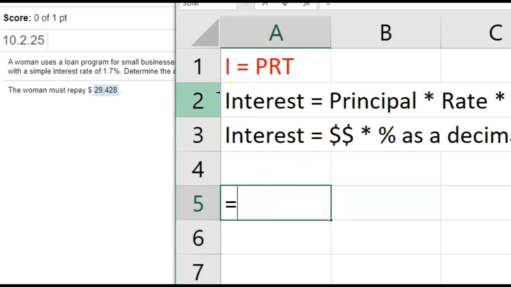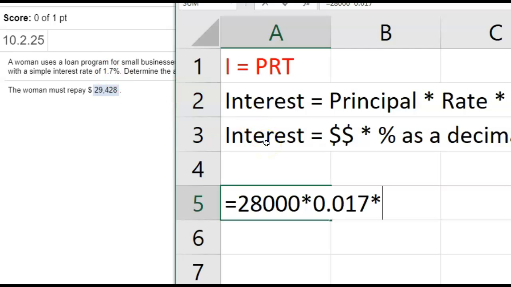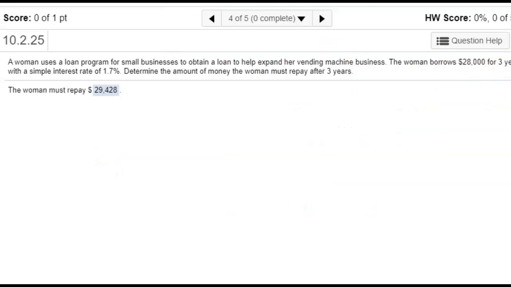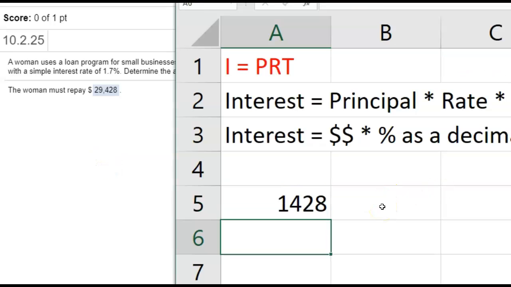The interest is going to be equal to that $28,000 she borrowed, that principal, times the rate as a decimal, 0.017. And then the number of years. It says she borrowed the money for 3 years, so go ahead and type a 3. That's the amount of interest that she will owe to whoever she borrowed the money from. Well, she definitely has to pay back the amount she borrowed, the $28,000, plus that amount of interest. She has to pay back that total, which is what she must repay when her loan period is up.